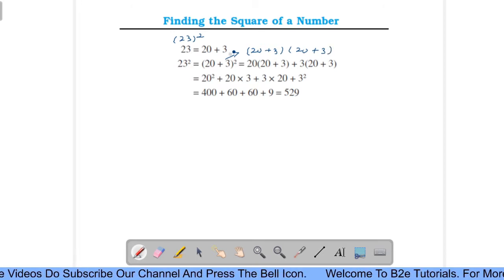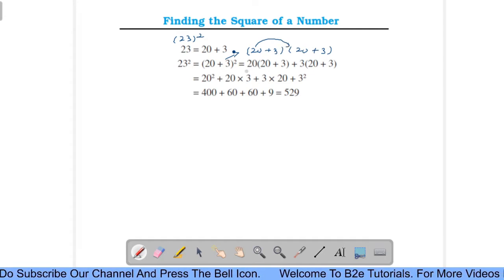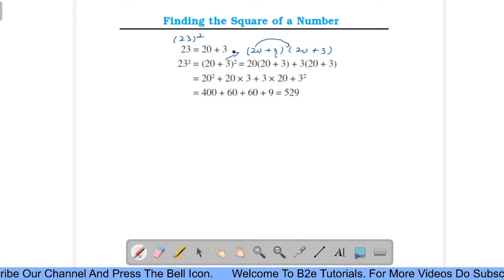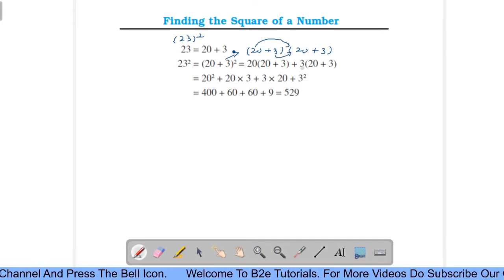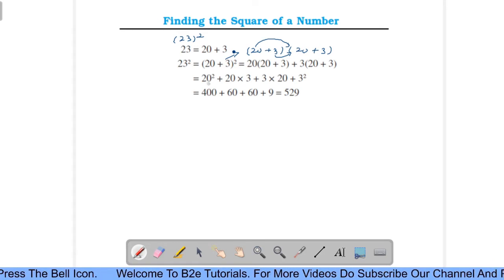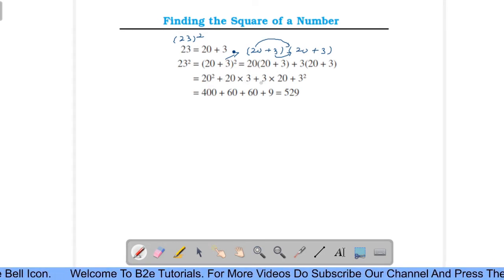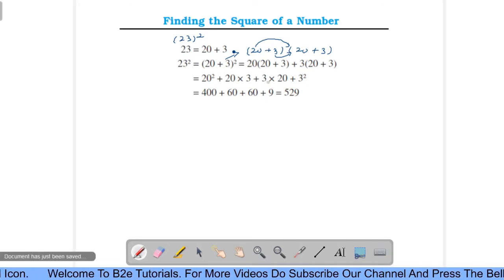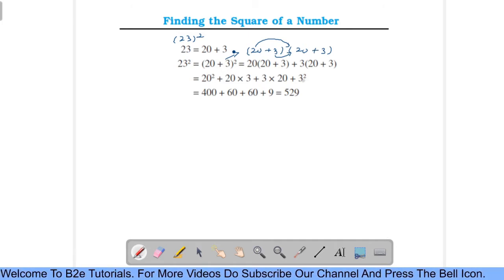Now open the bracket. Here 20 is multiplied by this whole bracket, that is 20, within the bracket 20 plus 3, and again 3 is multiplied by the whole bracket, that is plus 3, 20 plus 3. Now open this bracket, that is 20 into 20, it is 20 square, then 20 into 3 plus 3 into 20, plus 3 into 3, that is 3 square.